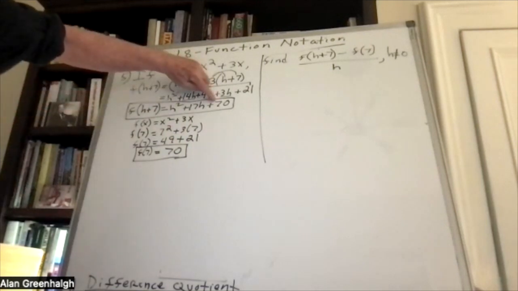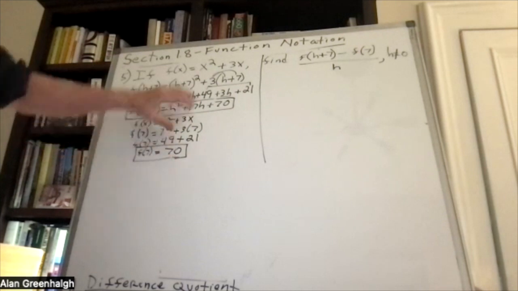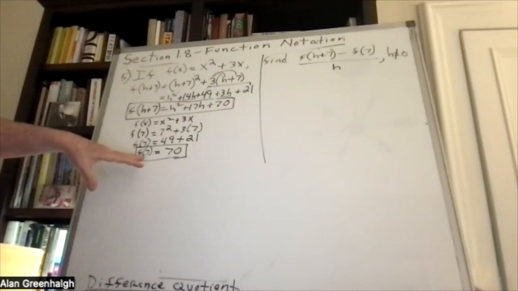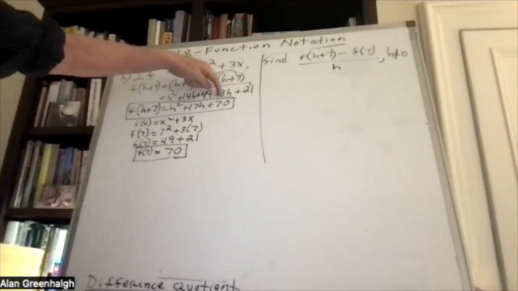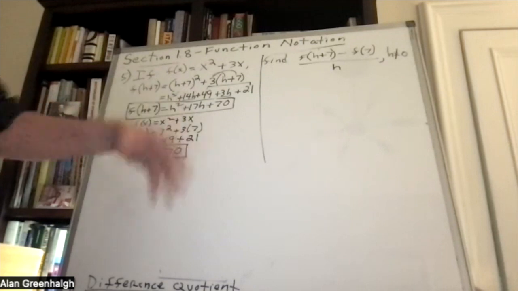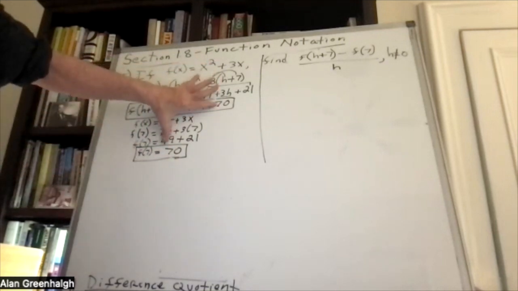Notice the 70 there. Notice the 70 here. There's your check that you're doing everything according to what you're supposed to be doing. When that number is different from this number, you have a problem somewhere. So if you're doing this on a test or whatever, these two numbers have to be the same.